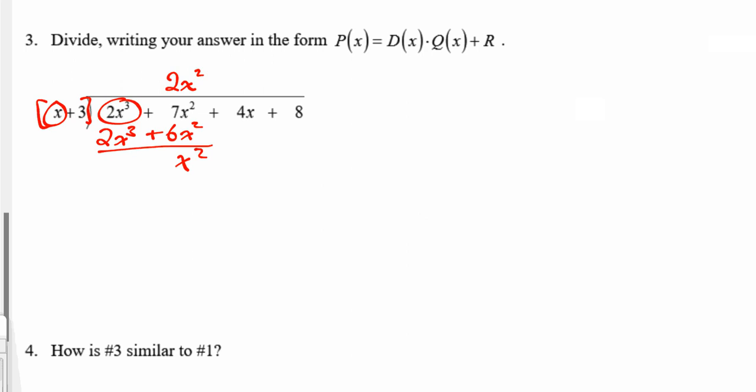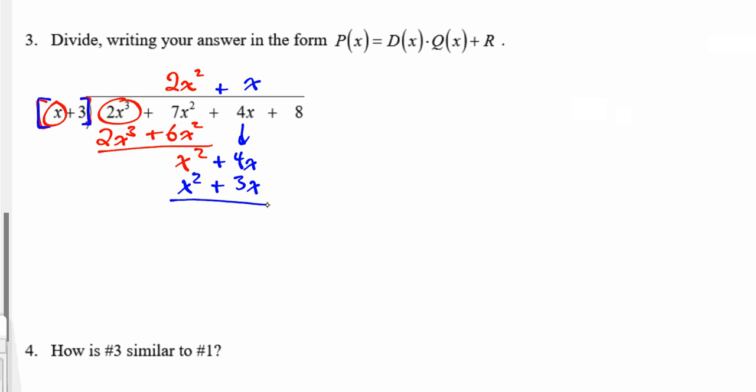And then, just like Roshan helped me with earlier, we bring down that 4x. It's positive, so we bring the sign in front of it with it. And then I start over again. X into x squared, or x squared divided by x, gives me just an x. So I'll multiply that x, that's blue part of my quotient, times this entire divisor again, which will give me x squared plus 3x.